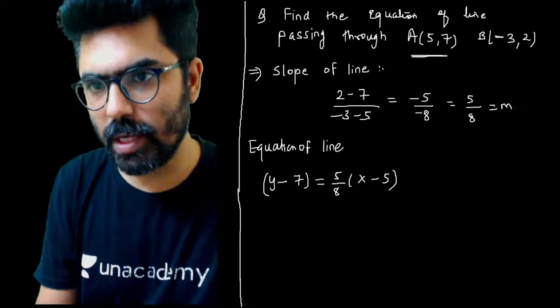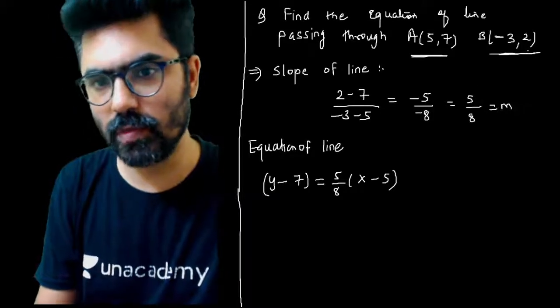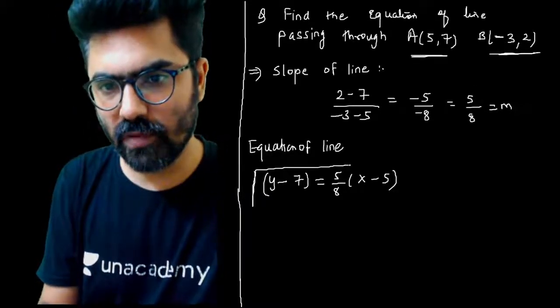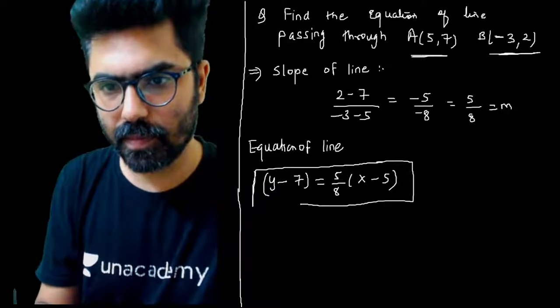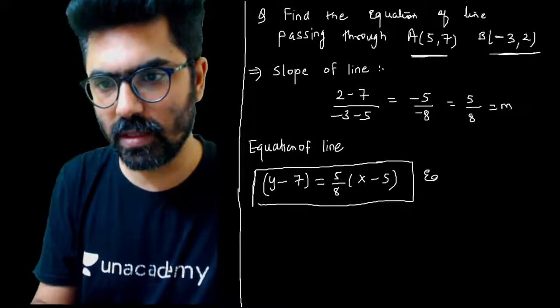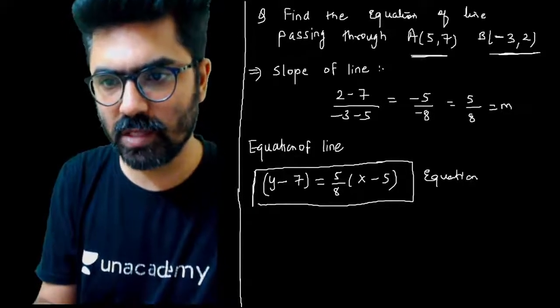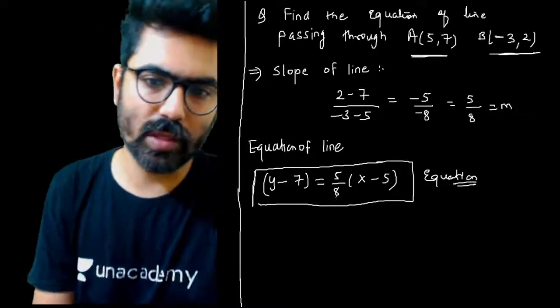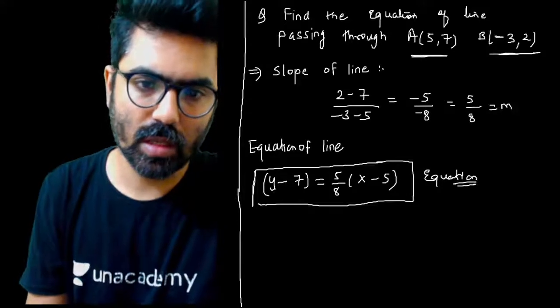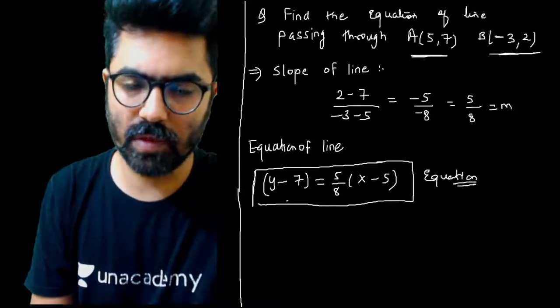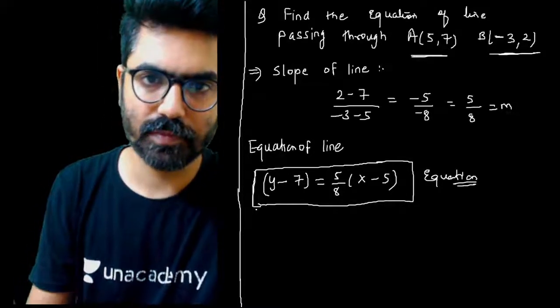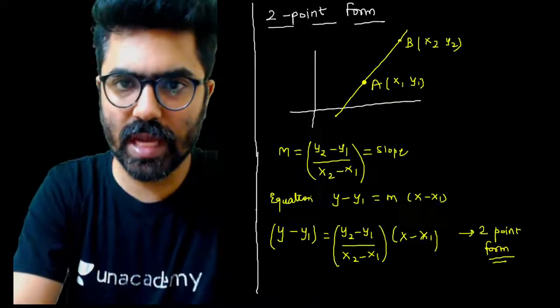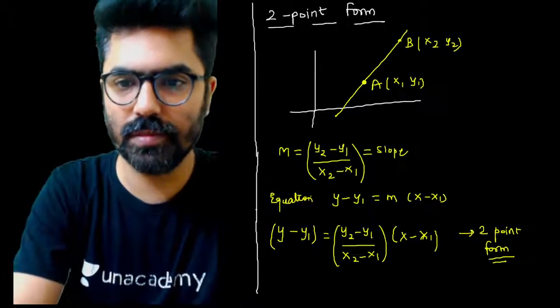We can use this point, or if you want you can use this point also. From both the ways the answer will be the same. Okay, this is what the equation of line is. You need to simplify this further. I hope you can do that part. Take the 8 on the left side, cross multiply, simplify it. This is what the equation of line in 2-point form is.